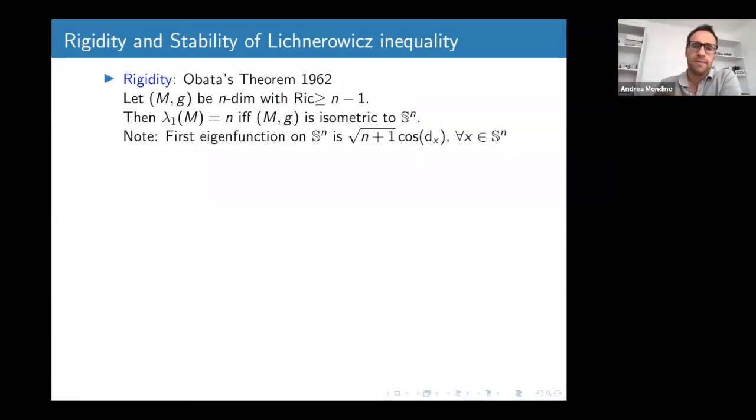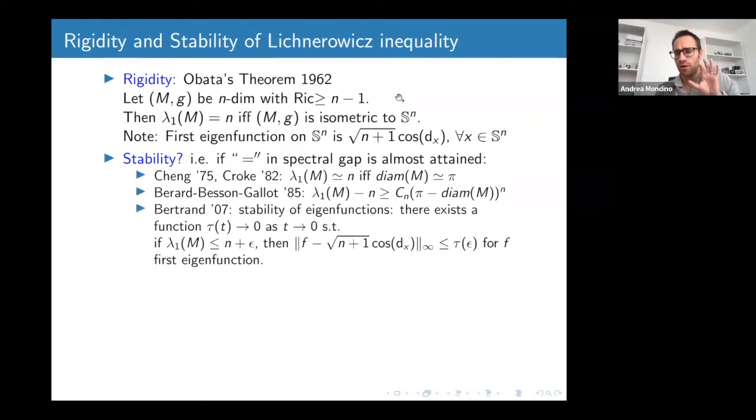And then note that on the sphere, you also know who the first eigenfunctions are. So these are exactly the cosine of the distance function from a given point. So you fix any point on the sphere, you take the cosine of the distance function from this point, and you get that this function is a first eigenfunction on the sphere. So you have plenty of first eigenfunctions on the sphere. And then you just put this constant, square root of n plus 1, to normalize to have its L2 norm equal to 1. This is about the rigidity.